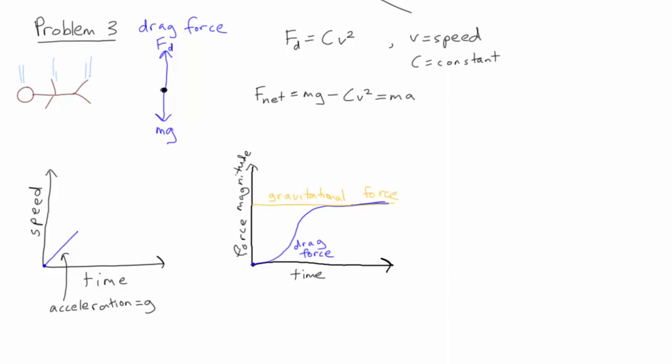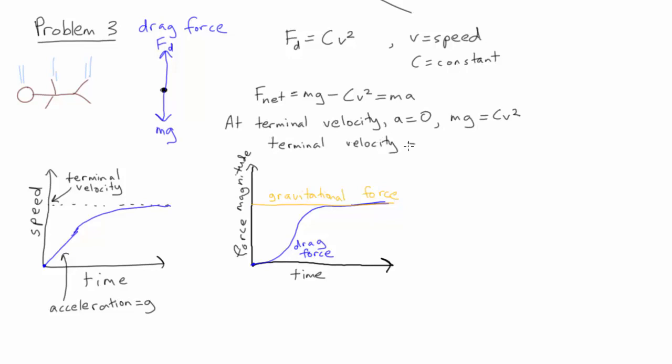This continues until the point where the drag force is equal to the gravitational force, and now the sum of forces is 0, and so the acceleration is 0, and the speed stops increasing. This point is called the terminal velocity. We can calculate the terminal velocity by setting a equal to 0 and solving for v.